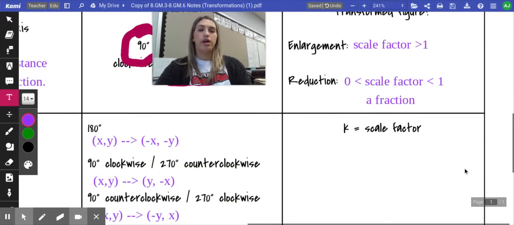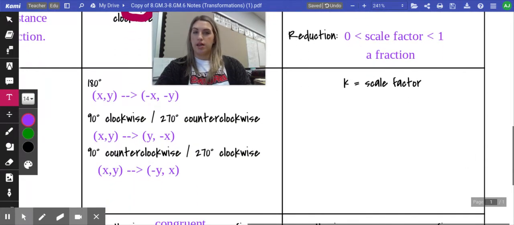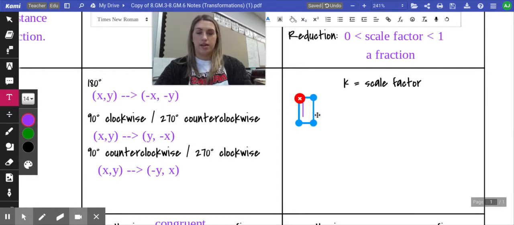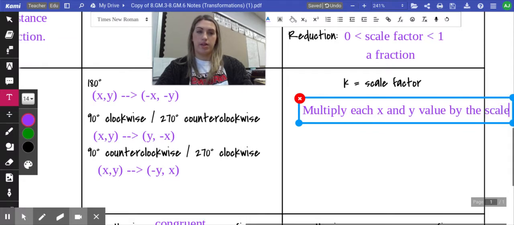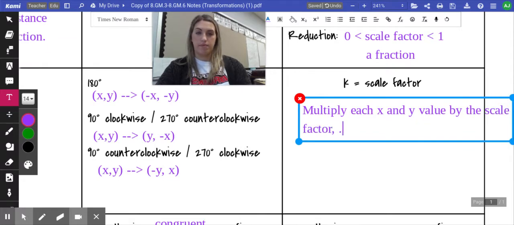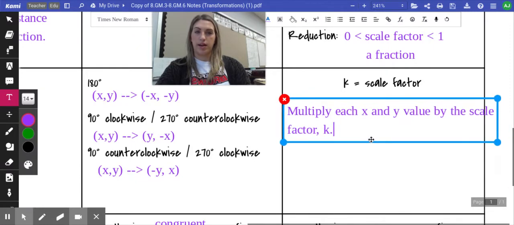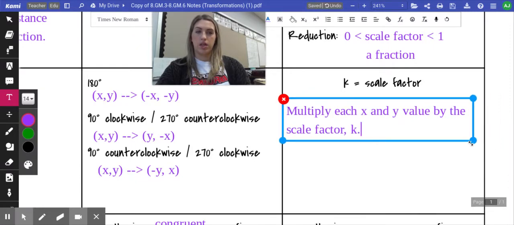So we call scale factor K, all right? When I am performing a dilation, I'm going to multiply each X and Y value by the scale factor. We'll talk about what that rule looks like next week, but that's what you need to know.